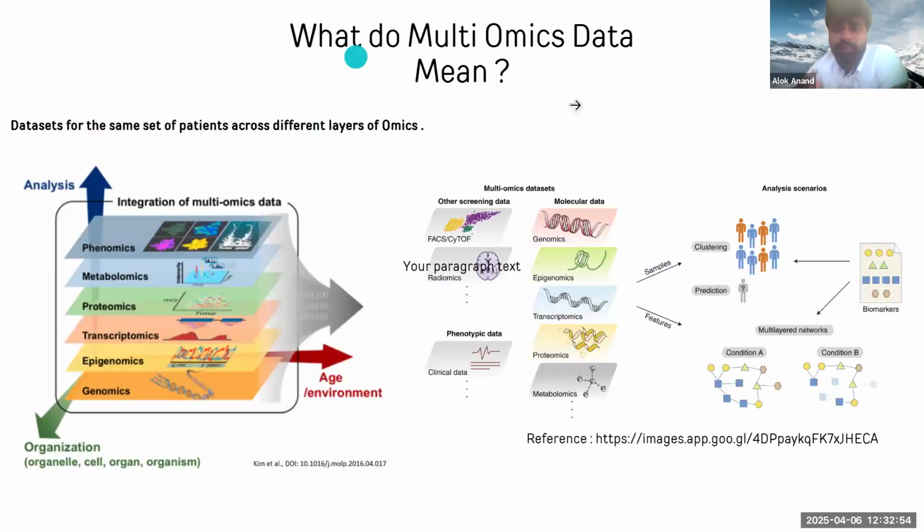So in the metabolomics multi-omic data, what do we mean by multi-omics data? These are the different kinds of omics that I've shown here: genomics, epigenomics, transcriptomics, proteomics, metabolomics, and phenomics. Phenomics are phenotype level data basically.